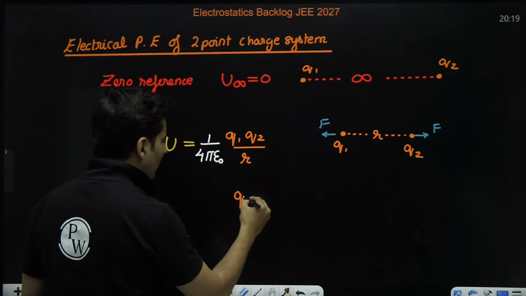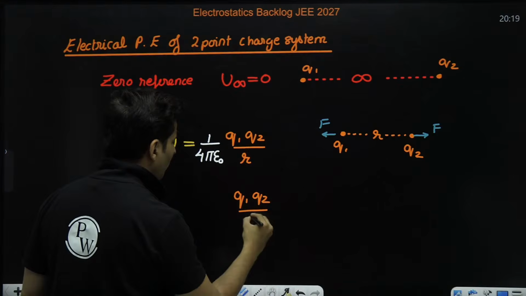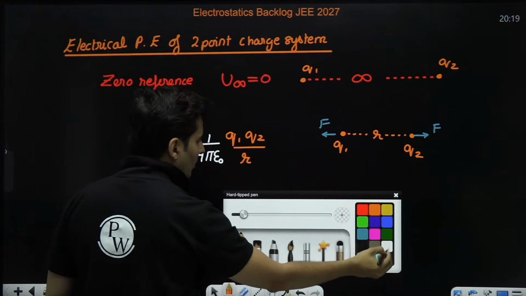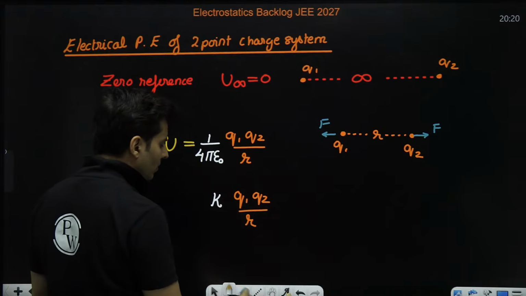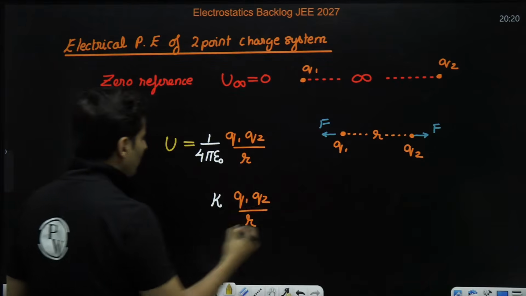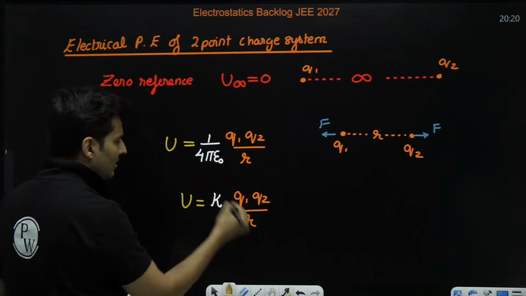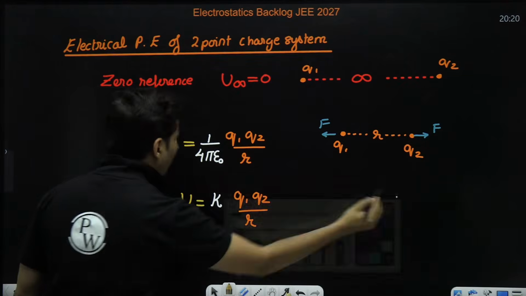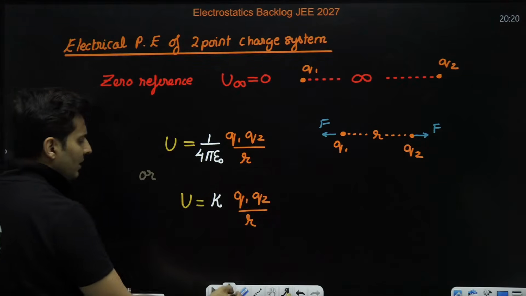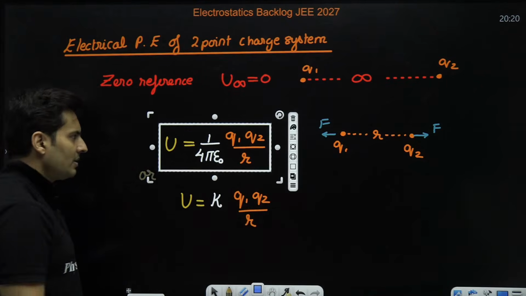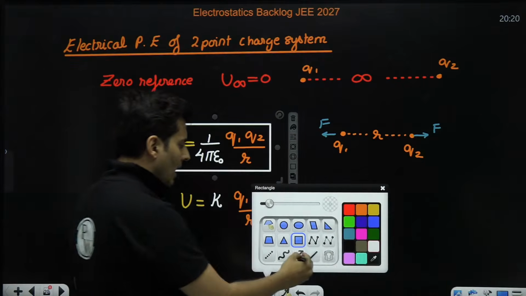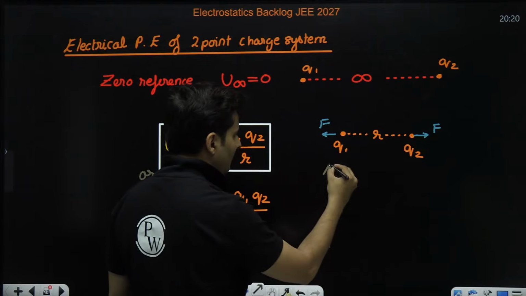If you want, you can also write this as Q1, Q2 by r, and instead of 1 by 4 pi epsilon naught, some people also write K, which is the Coulomb constant, or C also you can write, whatever you prefer. So this or this, one and the same thing. You can use any of these. This is the formula. Now notice how it turns out graphically.